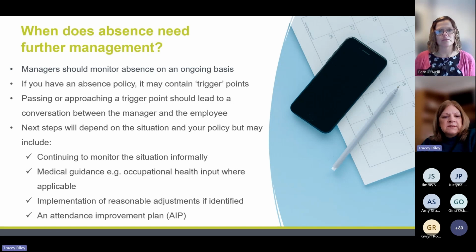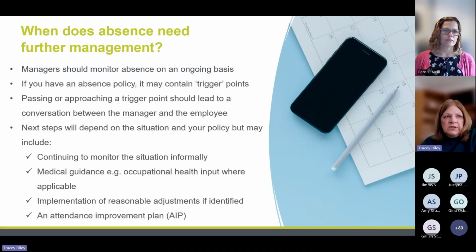Some policies might say where management believe absence to be at an unreasonable level, or words to that effect. Sometimes it can be a little bit difficult to quantify that. So this is why you might want to put in trigger points. And we can certainly talk about that in a lot more detail if anybody would like to talk to us about that.